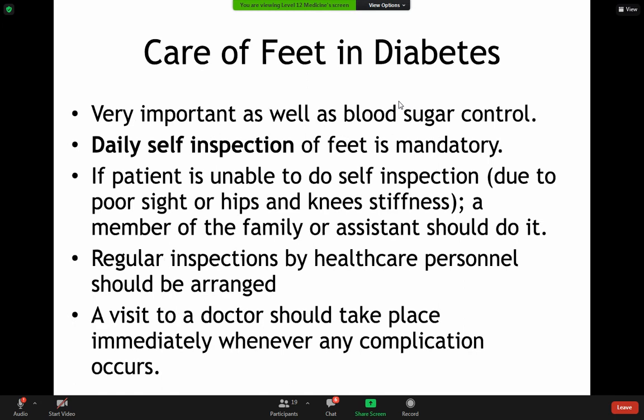So diabetics have to take care of their feet. It's very important, as well as blood sugar control. We advise diabetics to do daily self-inspection of the feet to make sure there are no cuts that have happened without them feeling it. If the patient is unable to do self-inspection due to poor sight or hip and knee stiffness, a member of the family or assistant should do it. Regular inspections by healthcare personnel should be arranged. A visit to a doctor should take place immediately whenever any complication occurs.